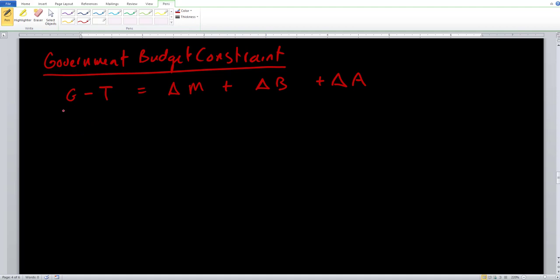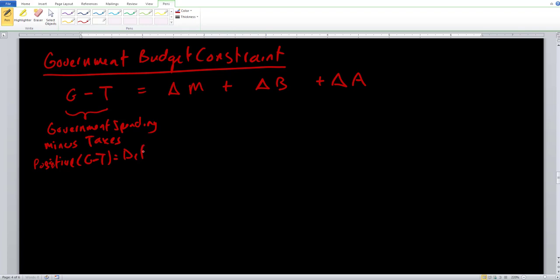So left-hand side, as we've already said, G minus T, this is government spending minus taxes. And in this instance, when government spending is greater than taxes, we are running a deficit. So we're going to be working with a positive G minus T difference in this case. So a positive G minus T tells us that we're working with a deficit.